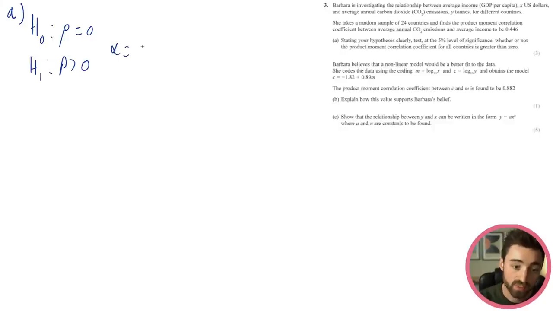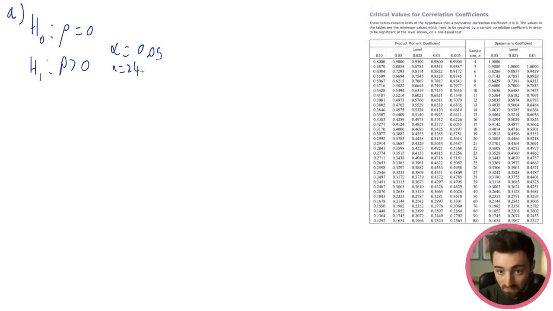Okay, so now we have a 5% level of significance. So alpha is 0.05. We also have my sample size here, and that is n equals 24. So now, in terms of correlation coefficients, the amount of math you have to do isn't that much, because with these two numbers, what I can now do is go to my formula booklet. You go down to the statistical tables, and you are going to get a section called critical values for correlation coefficients.